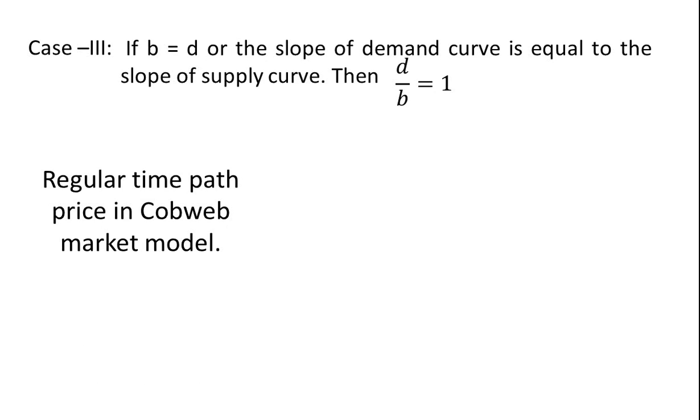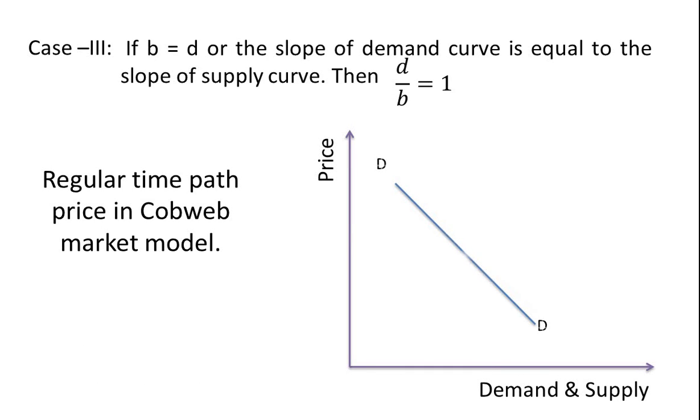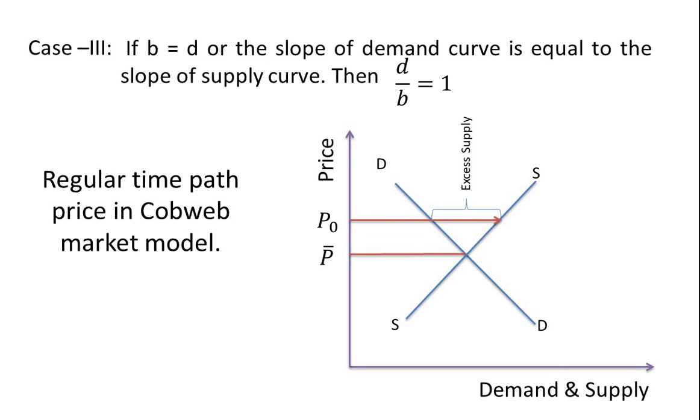Diagrammatically, in case of a regular time path, the difference between the initial price and the equilibrium price P bar remains the same with the passage of time, and it happens when d by b is equal to 1, or the slope of the demand curve is equal to the slope of the supply curve.